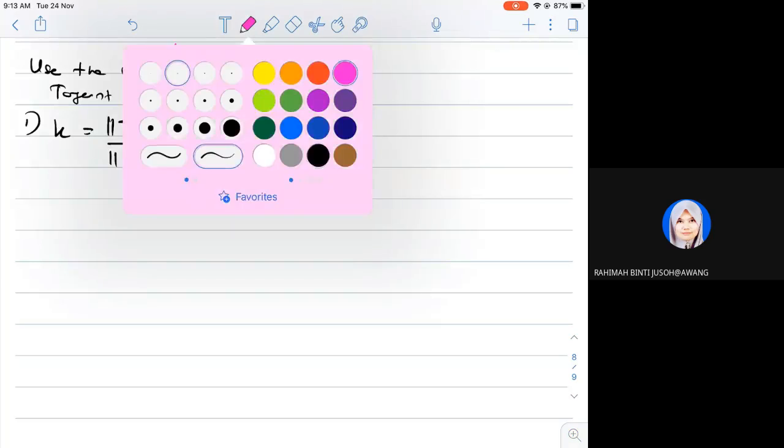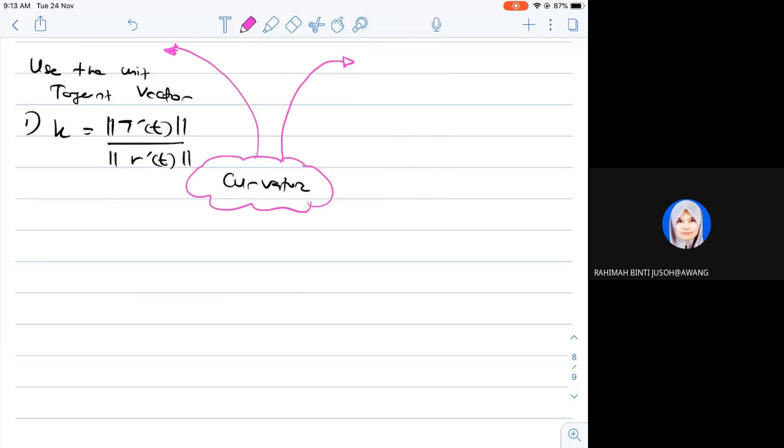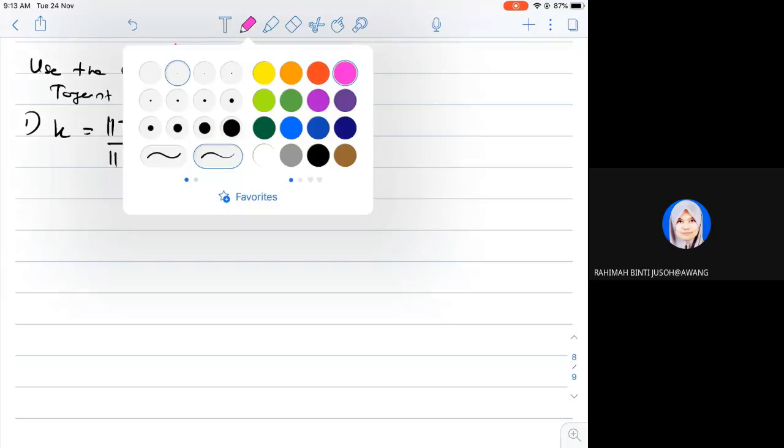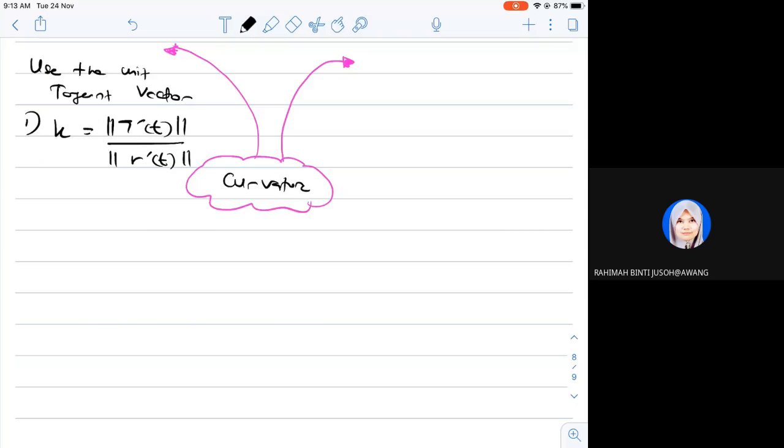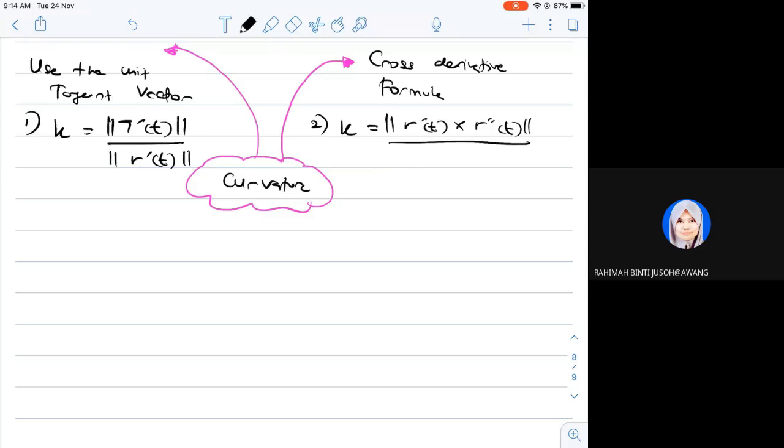The second formula, okay, we will have a formula called cross derivative formula. Okay, cross derivative formula. All right. So cross derivative formula is kappa equals to magnitude of r prime t, okay, cross r double prime t, divides by magnitude of r prime t cubed. Okay, that's the second formula.